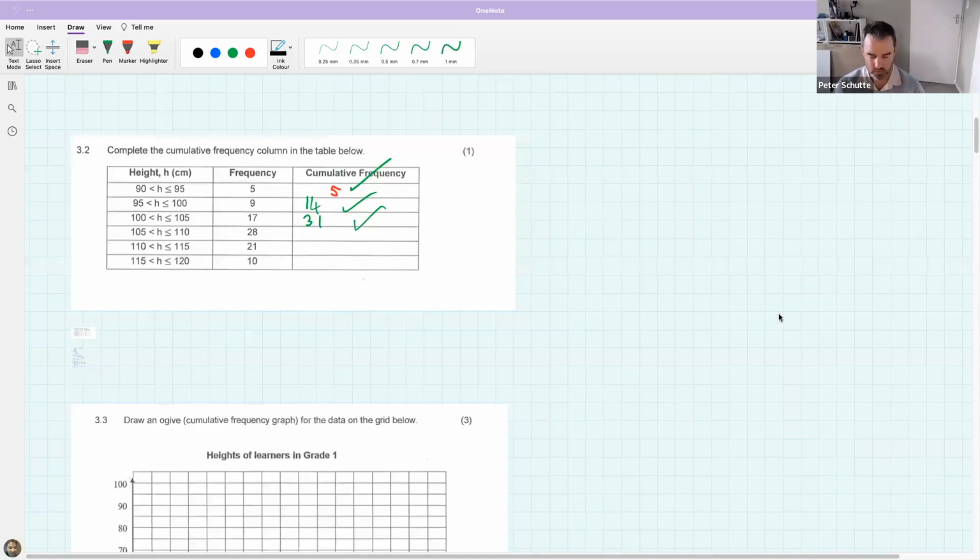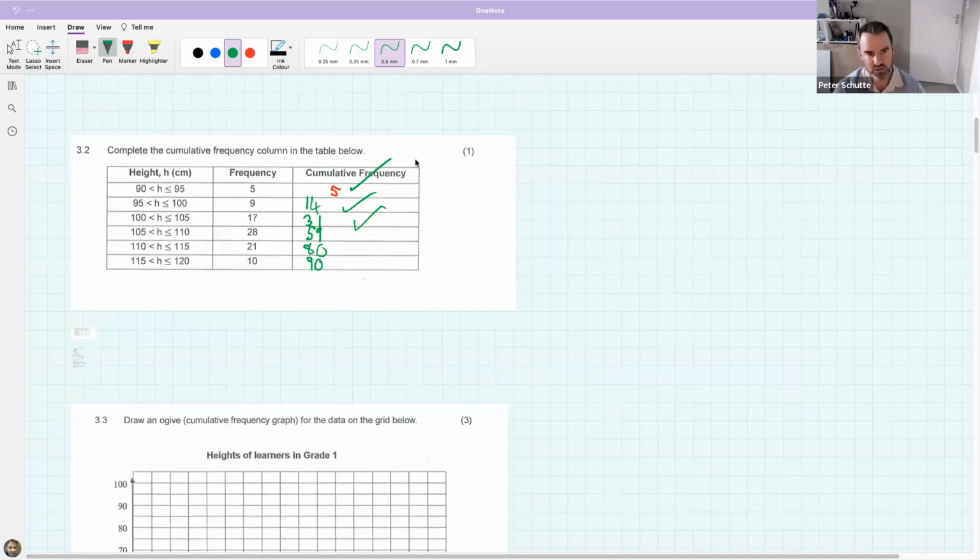So if you feel a little bit lazy, I suppose I could also use my calculator to help me. So 31 plus 28 gives me 59. And 59 plus 21 gives me 80. What's my last value going to be? Okay, so this is going to be 90.